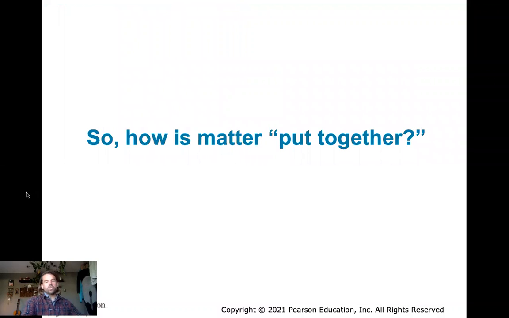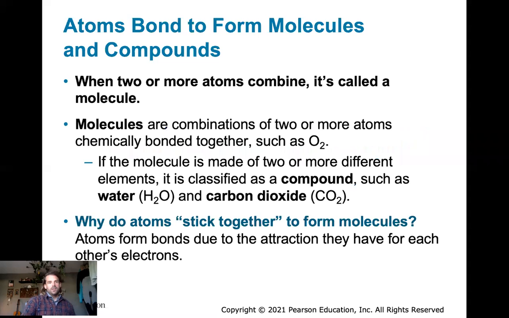Okay, so we've covered atoms, elements, and how these things can be arranged within that context. But how is matter actually put together? We've talked about the very, very basic elements of a building system, but how do we actually get to the point where you and I exist?